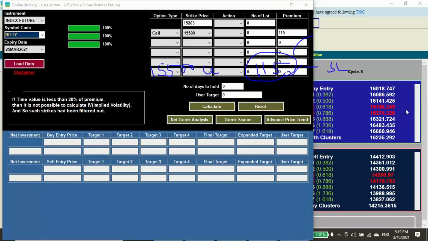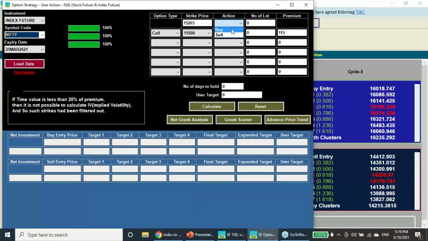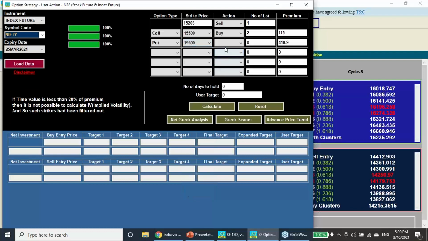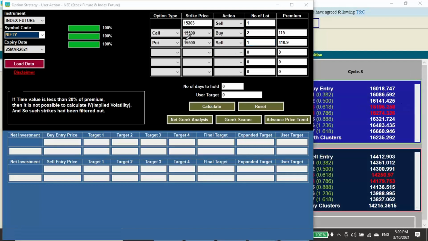What I am going to do here is a very simple strategy. I am going to sell the Nifty future, one lot, at 15,203. I am going to buy two lots of the 15,500 call option at 115. At the same time, I am going to sell one lot of the 15,500 strike put option. This gives me the freedom to buy 15,500 call options, two lots, at the cost of one.